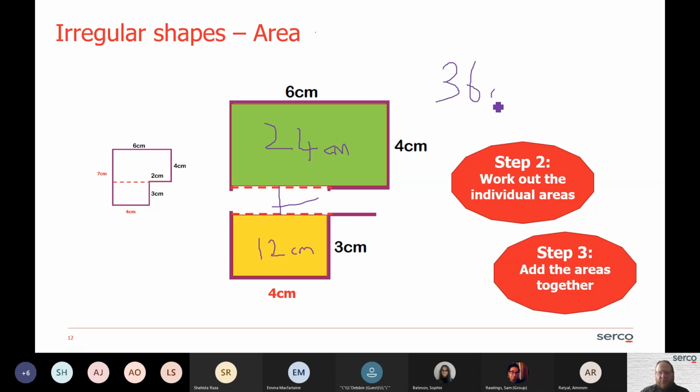And I've been very naughty. I forgot to put the squared sign in. So I want to put the squared sign in the answer quick so you don't shout at me. So 36 centimetres squared.